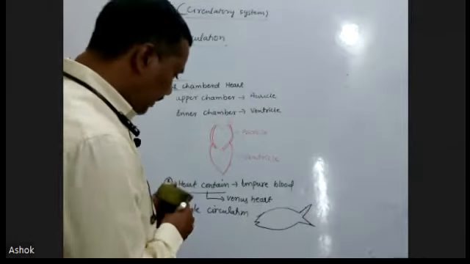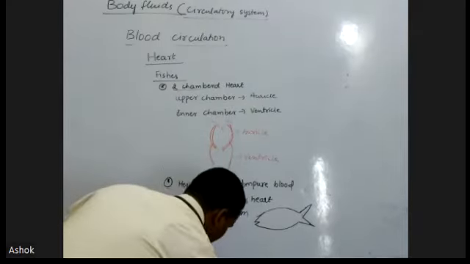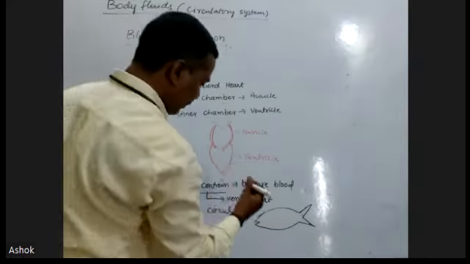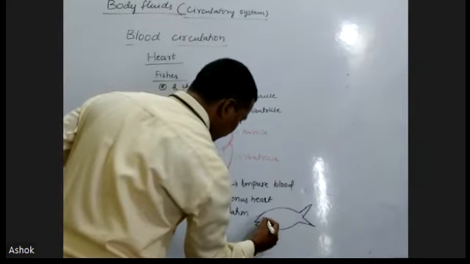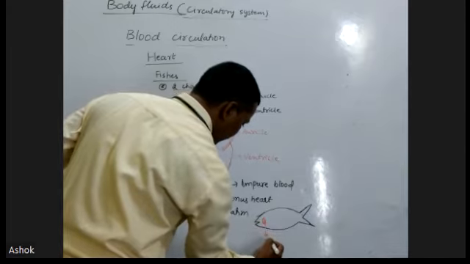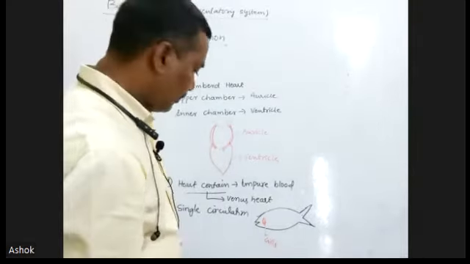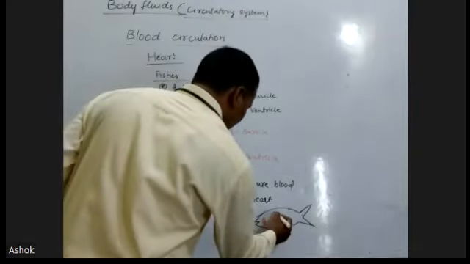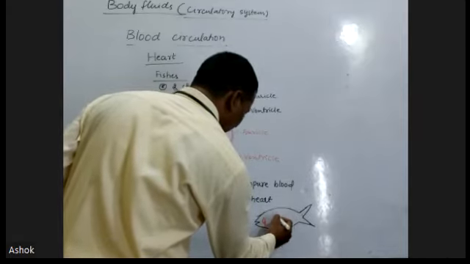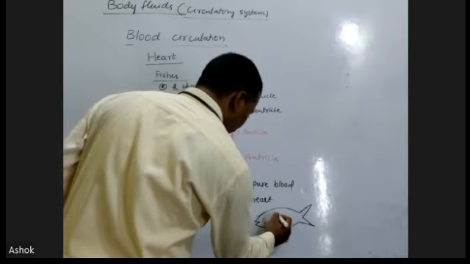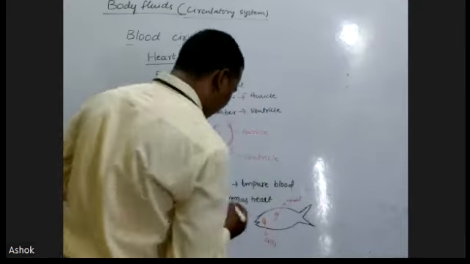Near the fish's mouth, gills are present. These are called the gills. Here the heart is present. For example, here I am drawing the heart. It's a two-chambered heart I am drawing here. It is the heart.